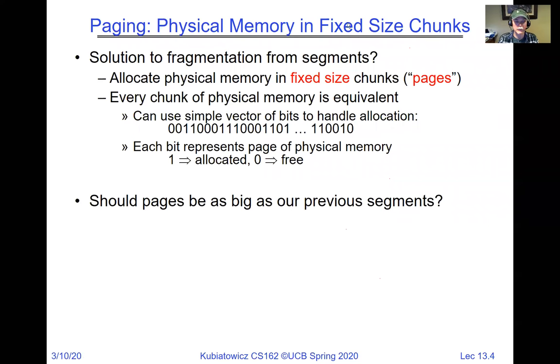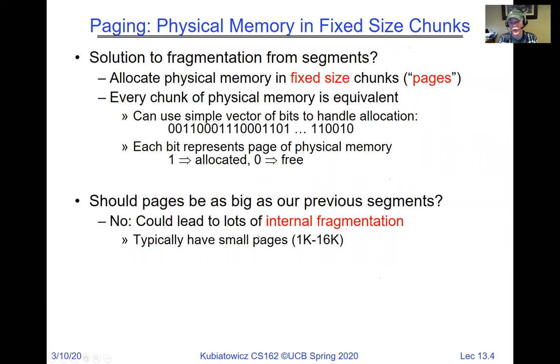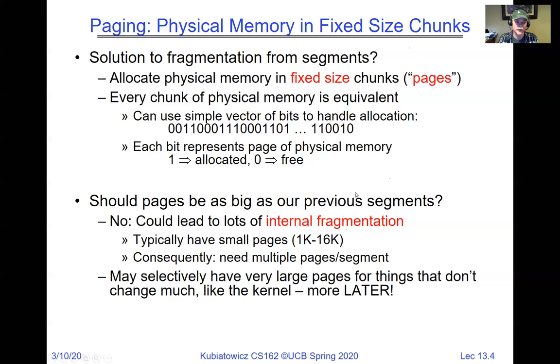And leading back to our question about fragmentation, we could ask ourselves whether we have pages as big as the previous ones. The answer is going to be no, because if we allocate really large pages, we're going to have a lot of internal fragmentation. So typically we have small pages in the 1K to 16K range. 4K is pretty common, 16K more common. Every segment that we were talking about previously is now going to be a number of pages. We could selectively have very large pages for things that don't change much, like the kernel. Maybe we even have gigabyte size pages there, and we'll talk more about that later. But for now, we're going to keep small ones to avoid internal fragmentation.